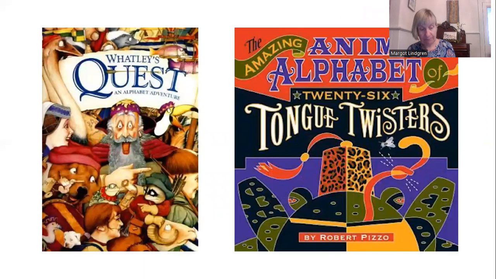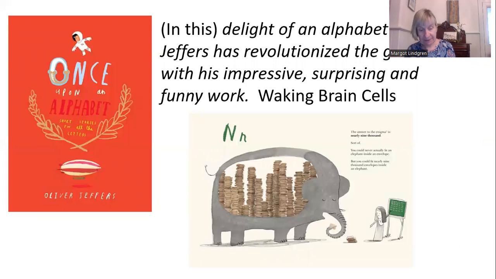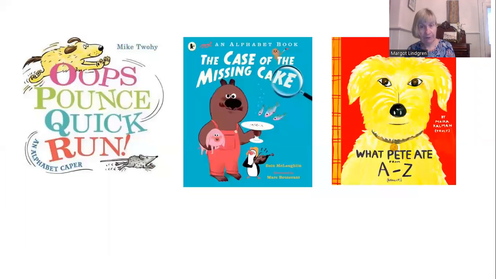Alphabet books can also be puzzle books. And then we have this masterpiece by Oliver Jeffers, who builds on the Kate Greenaway book, A is for Apple Pie. Oliver Jeffers uses the alphabet to structure his narrative. This book is sure to be enjoyed by older primary children. And here are 3 more, just for fun.